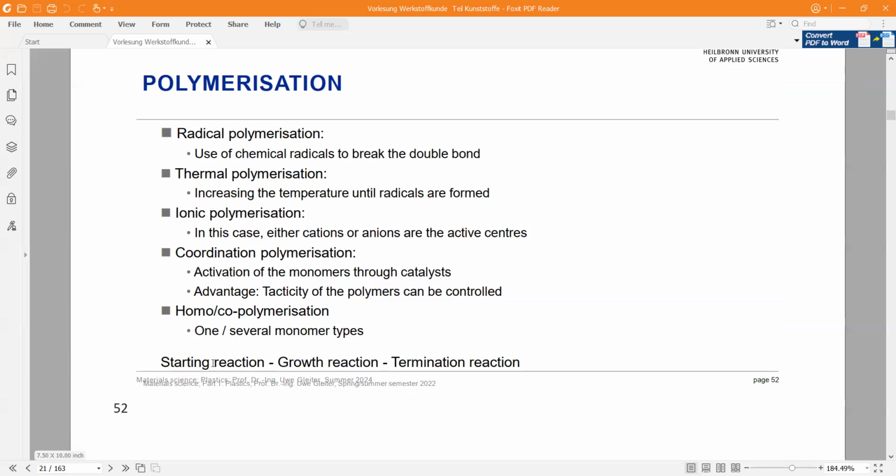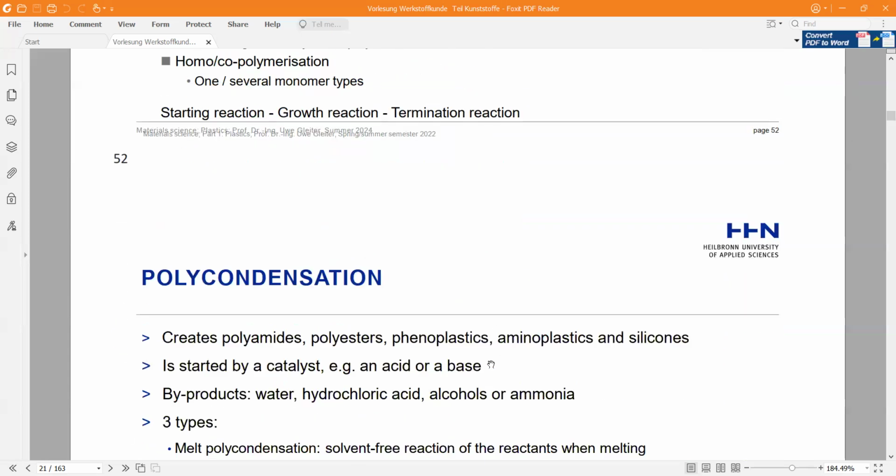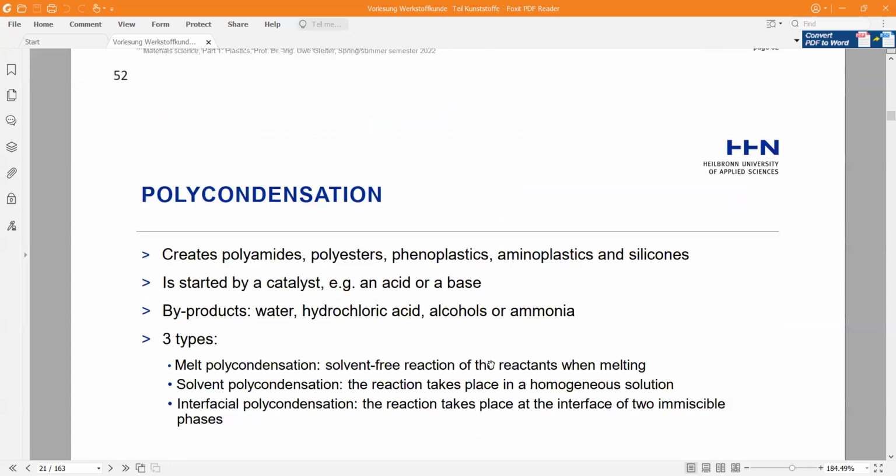And it contains supporting reactions. Polycondensation creates polyamides, polyesters, phenoplastics, aminoplastics, and silicones. It is started by catalysts, for instance, acetone based. Byproducts: water, hydrochloric acid, alcohols, or ammonia.